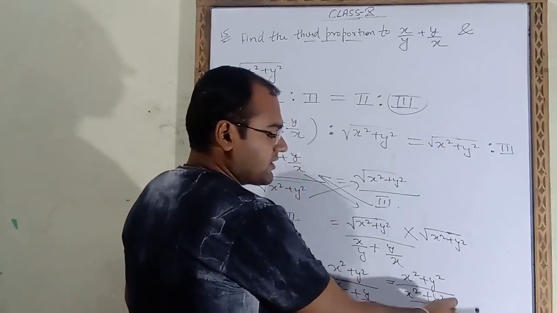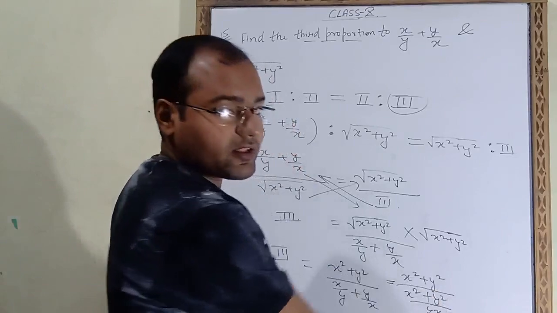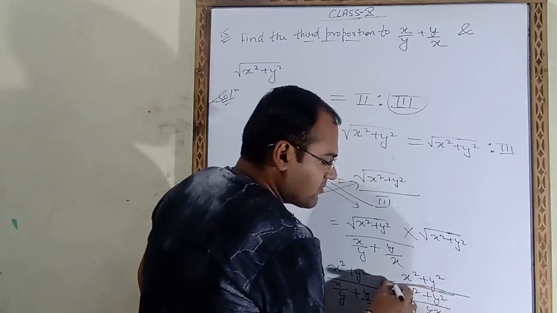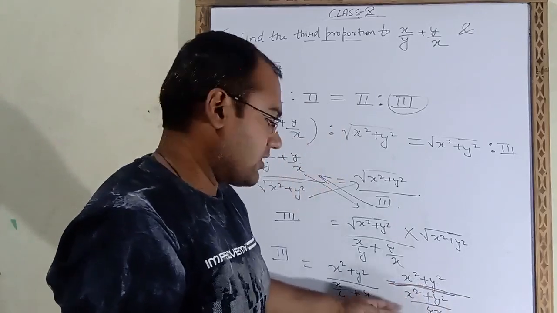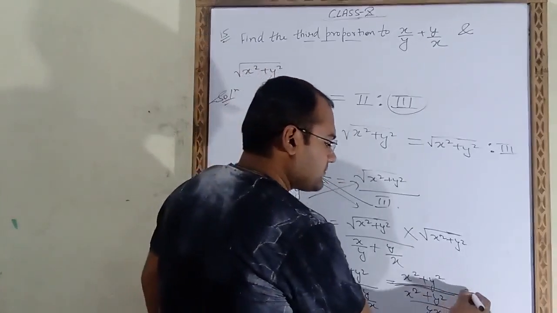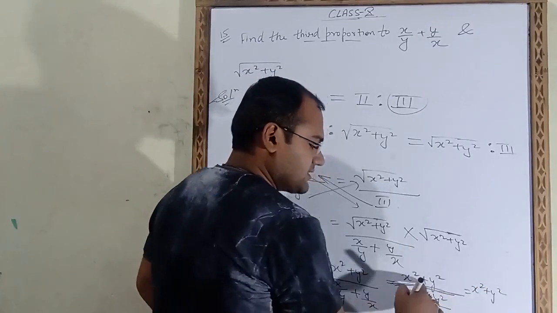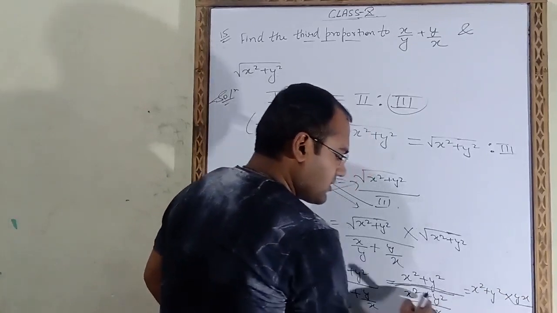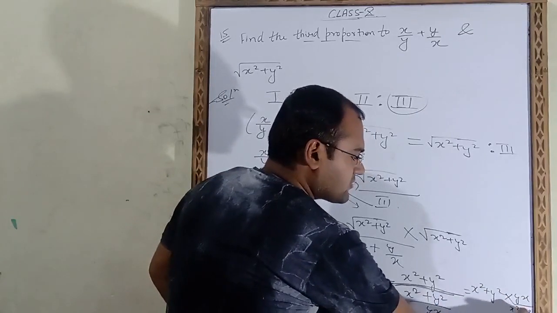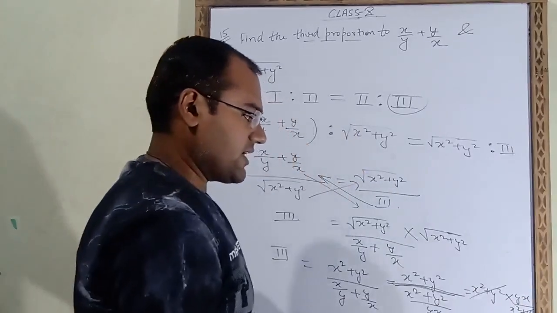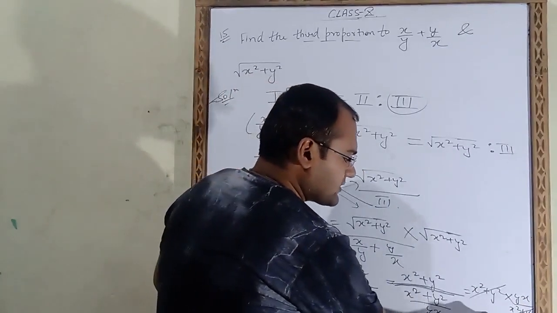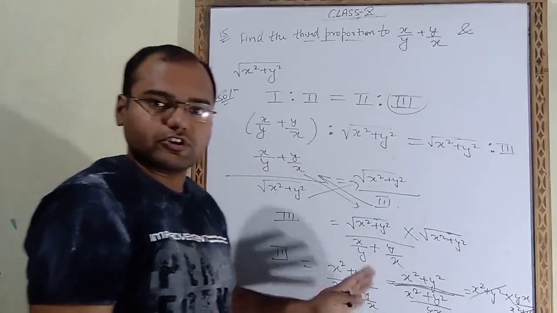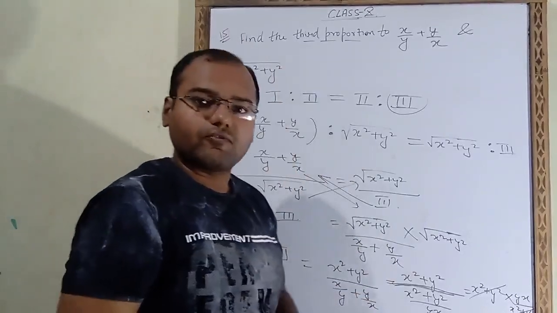When we bring it upside, we have to take the reciprocal. This is divide. When we change this divide into multiply, we have to take the reciprocal of this number. So what we have to do? x square plus y square will be as it is. When we bring it up, we have to take the reciprocal, yx upon x square plus y square. x square plus y square will get cancelled, so the answer will be yx. This is the answer of third proportion. So like this you have to do this question number 15.